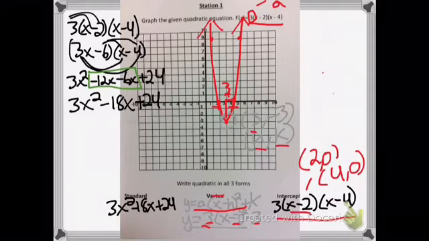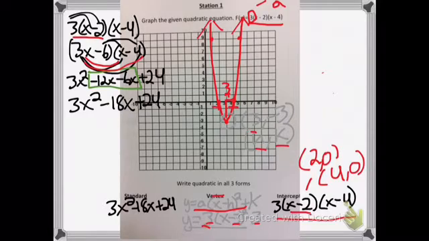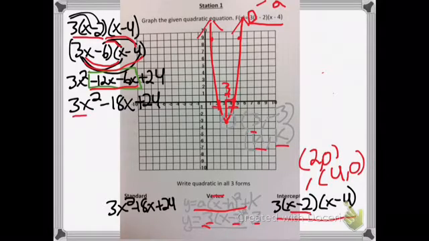Now, to get to our standard form, you can distribute 3 into x minus 2. I get 3x minus 6. And then I'm going to distribute the 3x into x and negative 4. It gives me 3x squared minus 12x. And then I'm going to distribute negative 6. Negative 6 times x is negative 6x. Negative 6 times negative 4 is 24. Combine my like terms. I get positive 3x squared minus 18x plus 24. So that tells me that my y-intercept is going to be (0, 24).